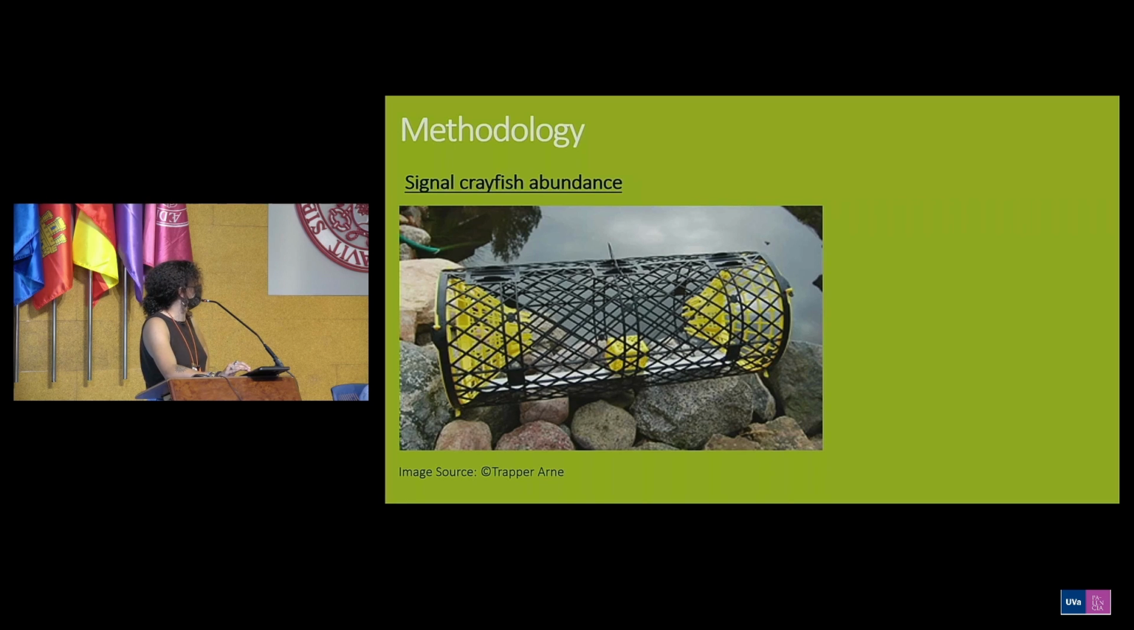To assess the signal crayfish abundance in every river, I placed 10 of these traps. These are called funnel traps, with some bait to attract them. I put bacon, actually. The point of these traps is that, as you can see, the yellow entrances allow the crayfish to go in, but not to go out. Every day for a week, I checked on the traps, and any specimen that I collected through the trap, I brought back to the lab to count them and to identify their sex and their age in order to get a population size estimation and structure.